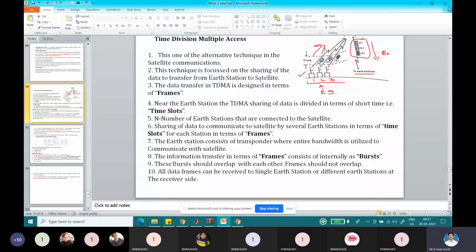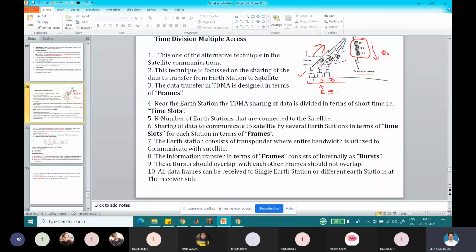So the entire transponders, if you go for an earth station, each earth station will have a transponder, and also the satellite will have a transponder. So the transponder for each earth station will utilize the entire bandwidth to communicate with the satellite to transfer the data. So we are transferring the data in terms of frames.